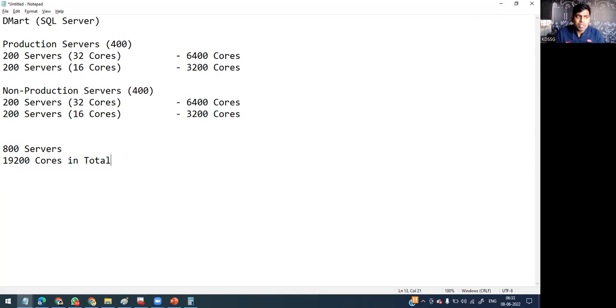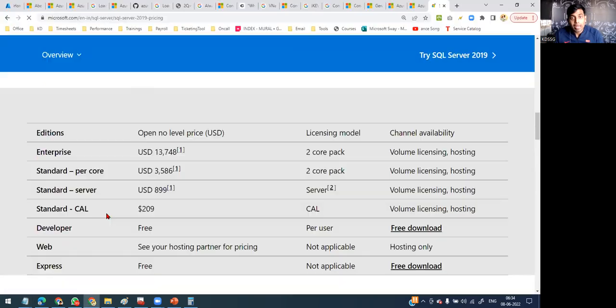It's a stupid decision of the company. All SQL servers are enterprise. Let's go with that assumption. Okay, so yes, sir. If it is enterprise, it is USD 13,748.